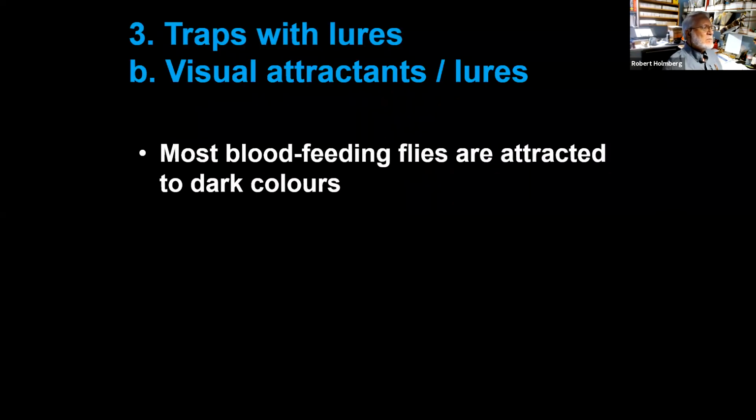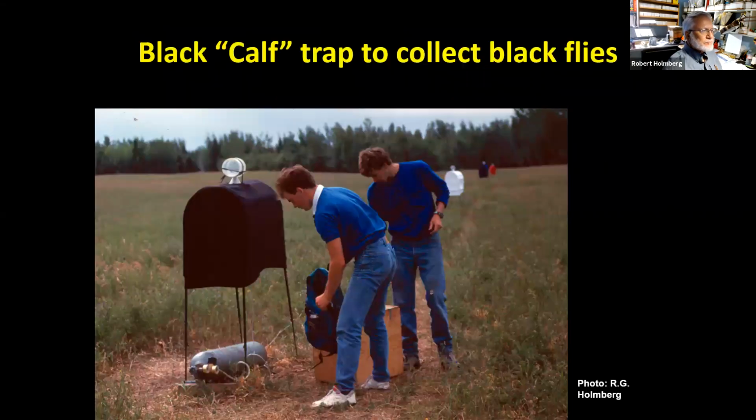And then blood-feeding flies are often attracted to dark colors. So this is a calf trap, and that's made with black cloth. The black flies are attracted to the dark color, but also the warming of temperature by the sun. And these particular black flies that they're trying to capture will often fly to the underbelly of the cattle to feed. So that is open in this space, and they go up and then get into the trap. And this one is also supplemented by carbon dioxide in that cylinder.